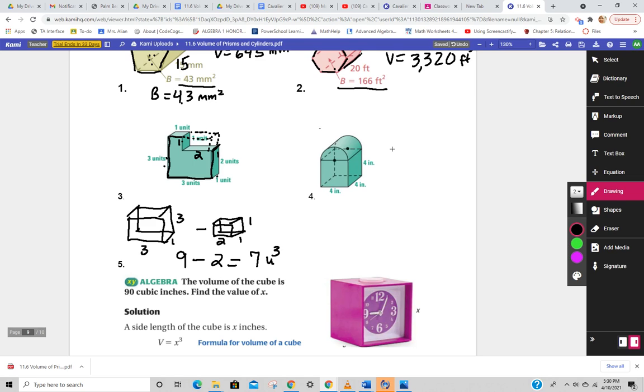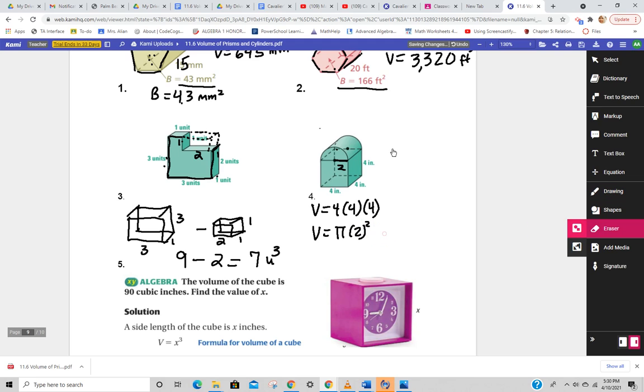This is a composite solid. It's made up of half a cylinder and a rectangular prism. So you find the volume of the rectangular prism, which is 4 times 4 times 4. And then you add that to the volume of the cylinder. Let's find the volume of the cylinder. It's pi. This is the diameter, so the radius has to be 2, squared, times the height. The height of the cylinder is this distance right here, from this circular base to the back. So that's 4.